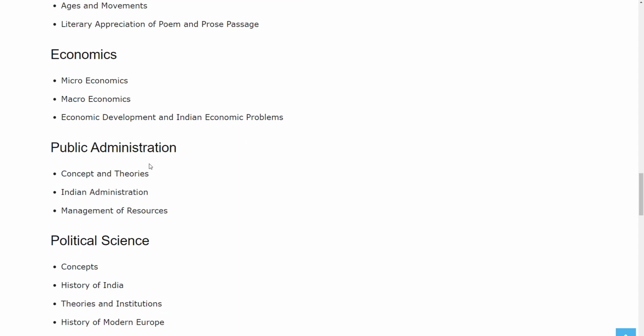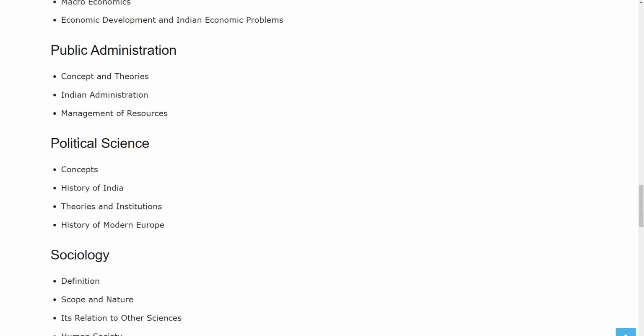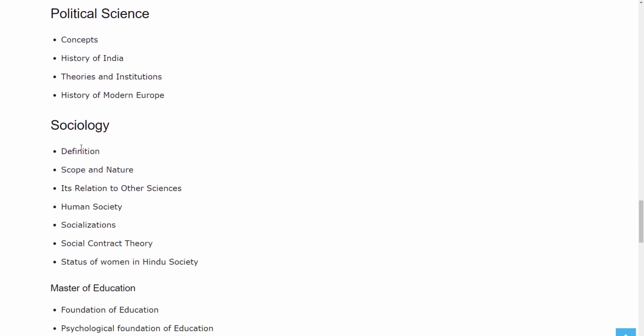From public administration, you will have concept and theories, Indian administration, management of resources. From political science, you will have concept, history of India, theories and institutions, history of modern Europe. From sociology, you will have definition, scope and nature, its relation to other sciences, human society, socialization, social contract theory, status of women in Hindu society.